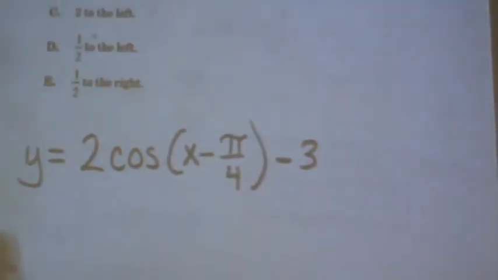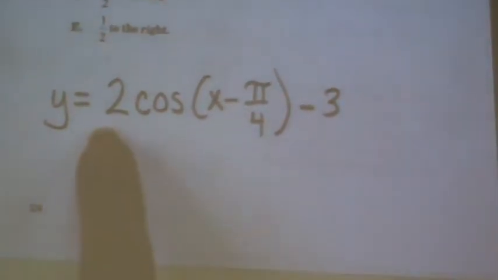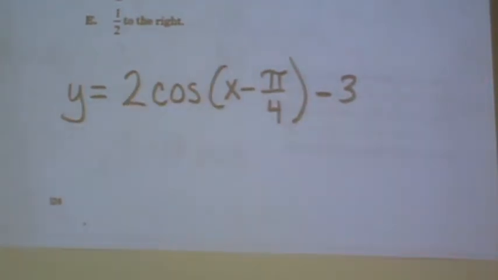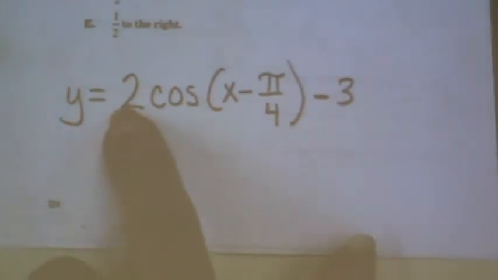So here is, I'm going to give you this problem. Y equals 2 cosine of (x minus pi/4) minus 3. Describe the transformations. Another name for that 2 is amplitude. So amplitude is the same as how high it is off the x-axis. And we're doing that in chapter 7.